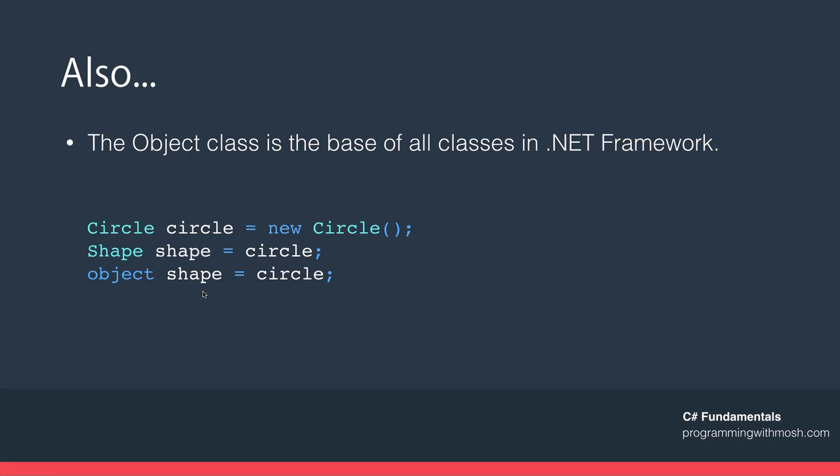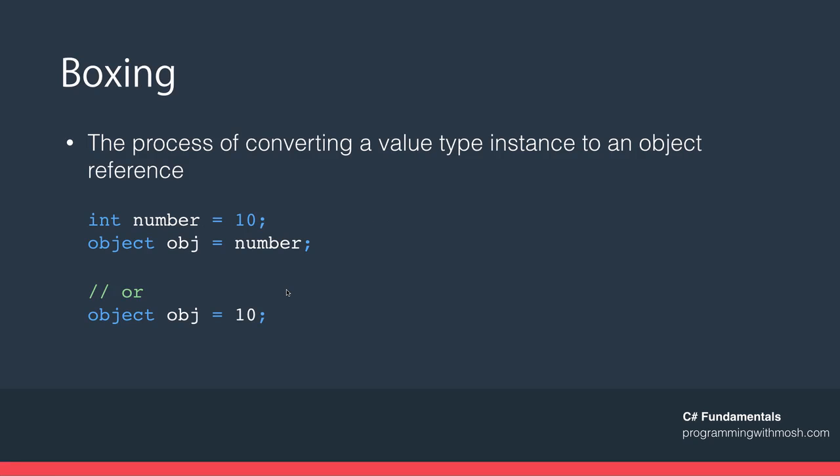Now that brings us to an interesting scenario, where we put a value type on the right side of the assignment operator, and this is what we call boxing. So in a formal definition, boxing is the process of converting a value type instance to an object reference. As an example, here I have a number that is of type integer. And since object is the base of all classes in the .NET framework, we can declare an object variable and assign it a value type, as you see here. Or a different way to write the same code is like this. We simply declare an object variable and assign it a value.